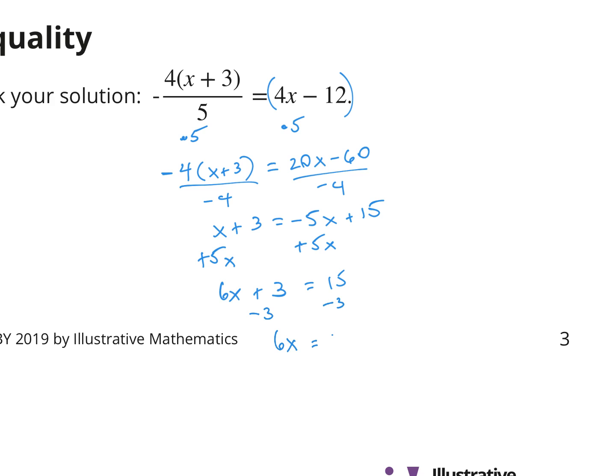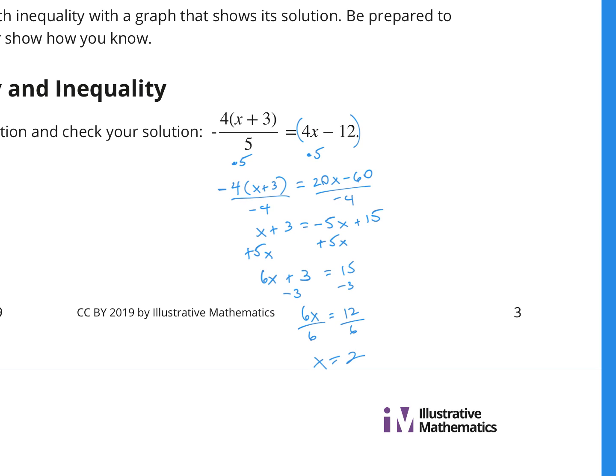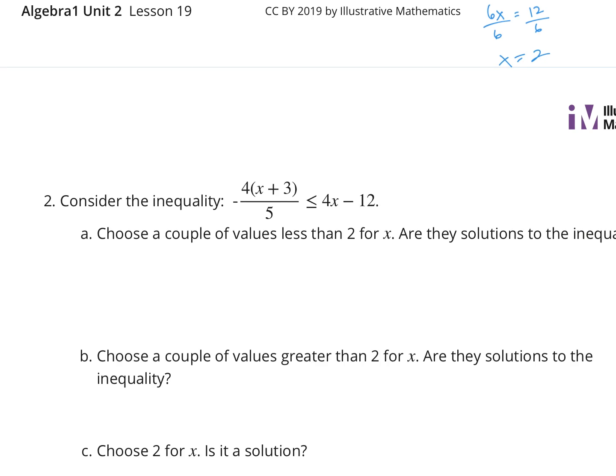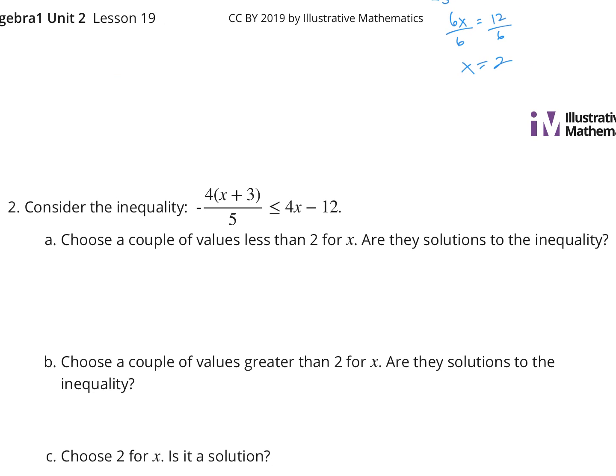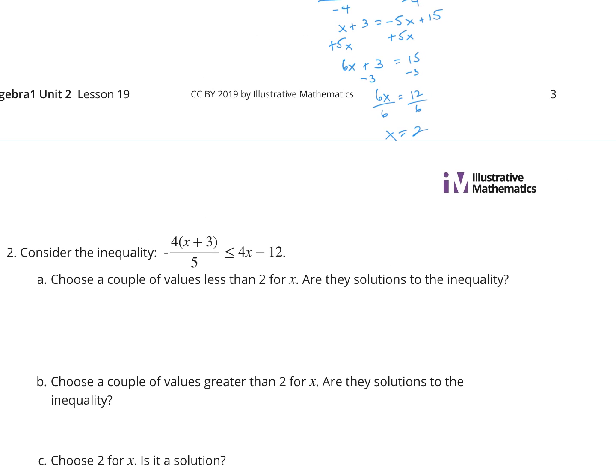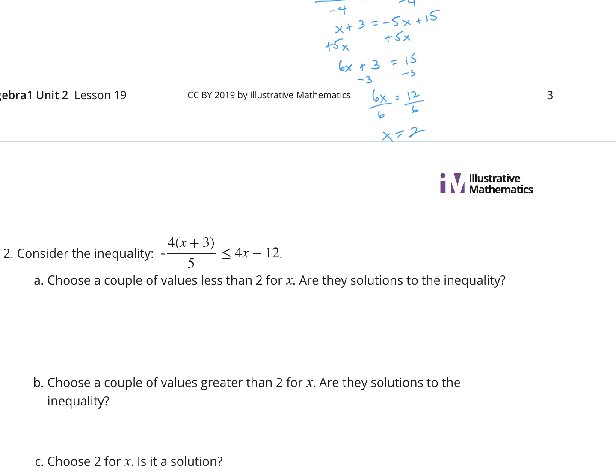6x equals 12, divide by 6, and x equals 2. So the solution to this equation is 2. Let's go to the next page. Now we're turning it into an inequality. So it says choose a couple values less than 2 for x. So x equals 2, that's our boundary point.